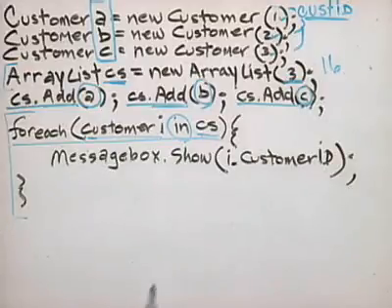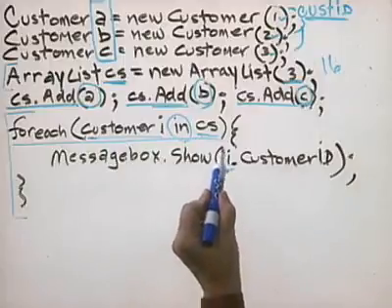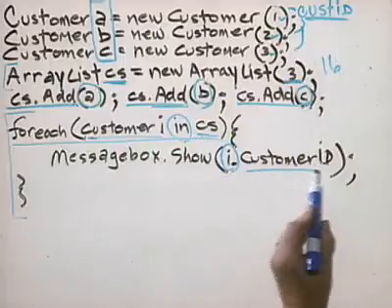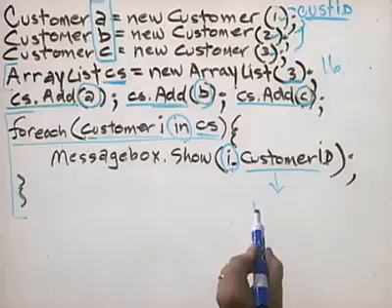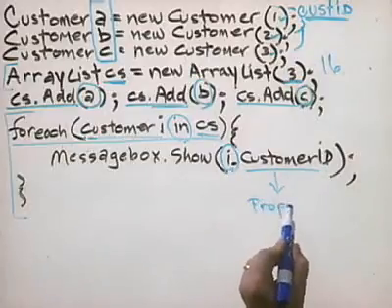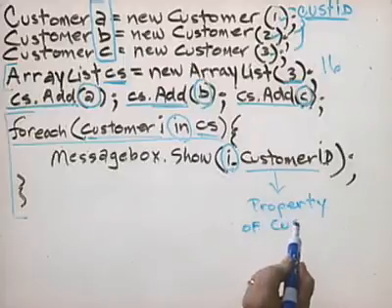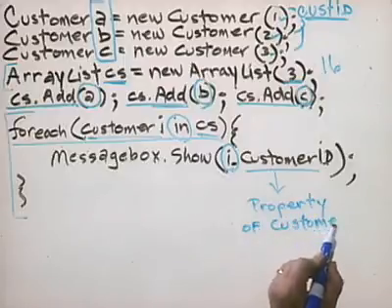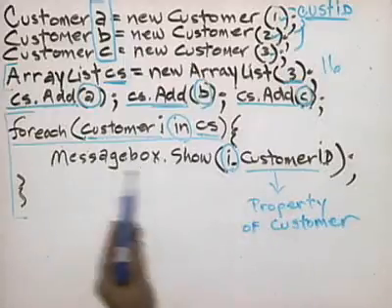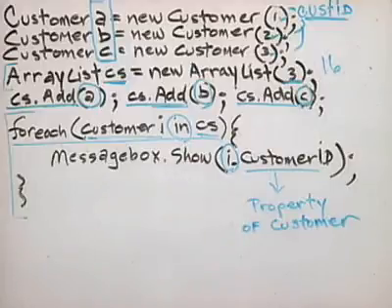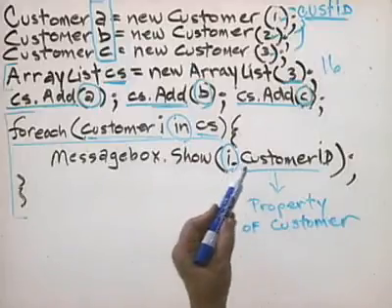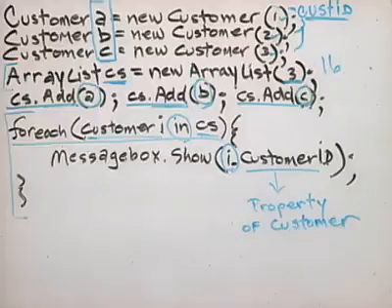Notice what it's doing. I is of type customer. So what I'm doing is I'm calling the customer ID property of the customer class. What that's allowing me to do is display a message box for each of the customers and simply display the customer ID for every customer.